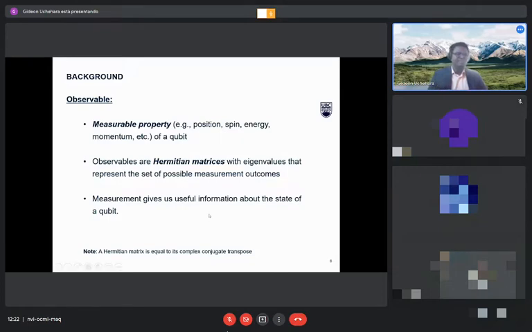Also, measurement gives us useful information about the state of the qubit. So if you want to find out the position of this qubit, you do a measurement to get that. And I just noted here that a Hermitian matrix is any matrix that is equal to its complex conjugate transpose. That's just to explain what Hermitian matrices are.